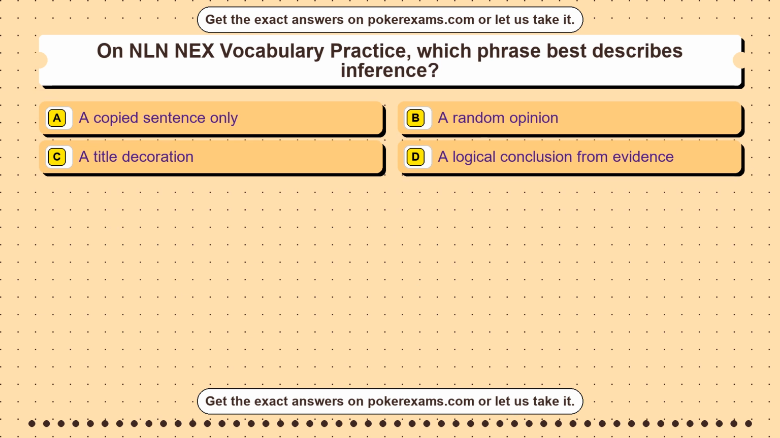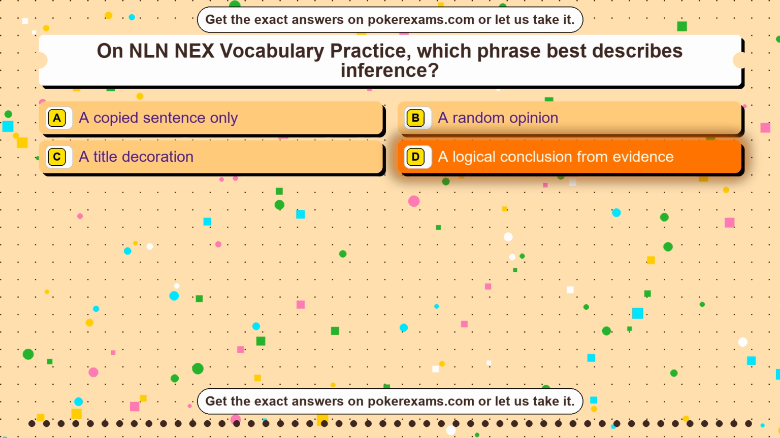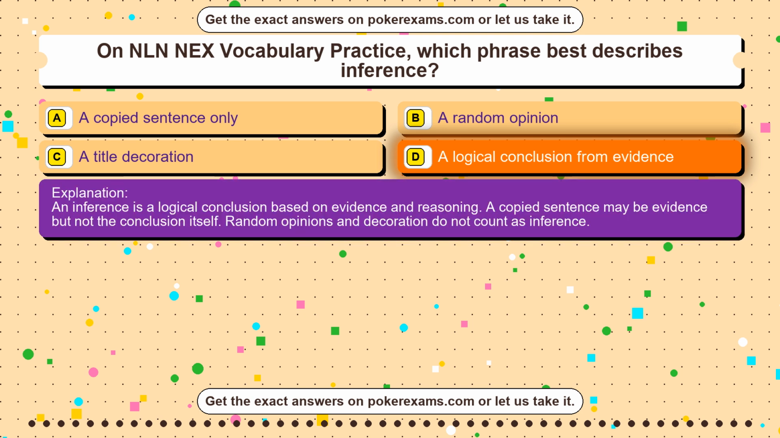Question 14. On GED test prep, which branch of government makes laws in the United States? Option A executive. Option B judicial. Option C military. Option D legislative. The correct answer is option D. The legislative branch makes laws. The executive branch enforces laws, and the judicial branch interprets laws. The military is not one of the three lawmaking branches.